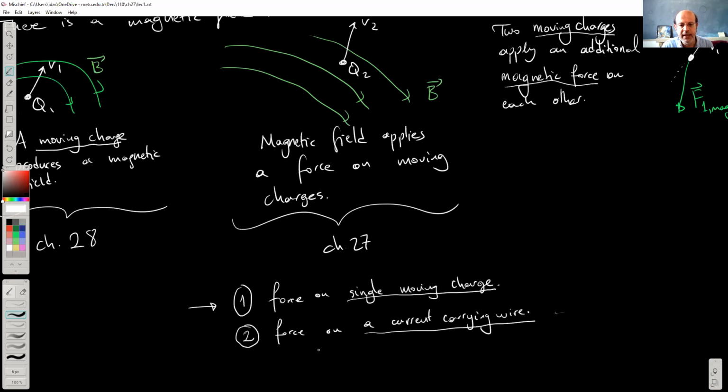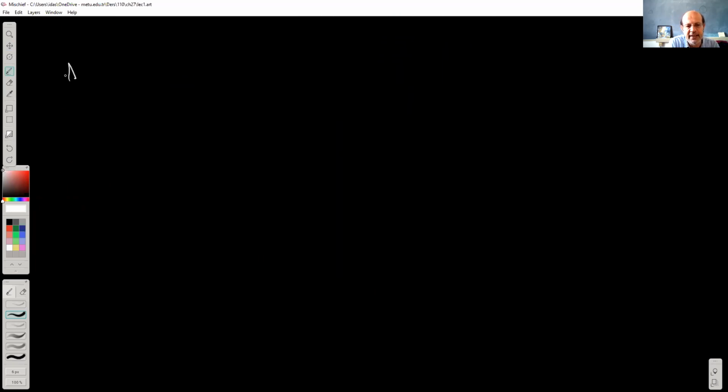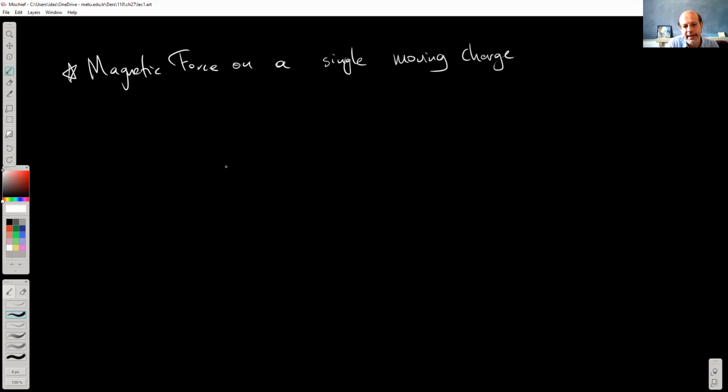In that case, I'm just going to use some common sense to derive and write down an expression of a magnetic force acting on a moving charge. So let's say it like this: this is the magnetic force on a single moving charge. I'm just going to write down an expression, so let's talk about what's in here.